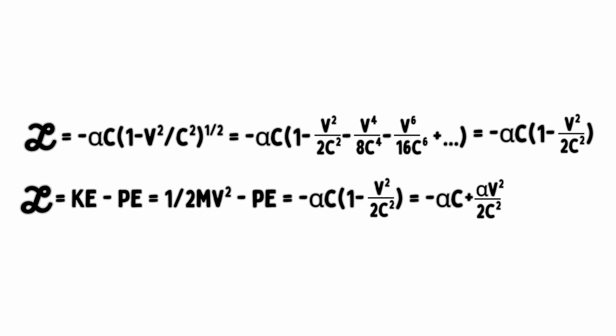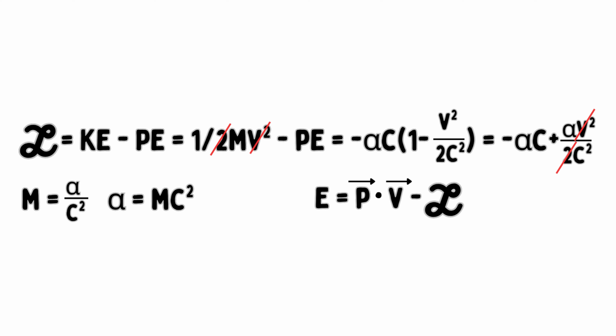Now, comparing it to the Lagrange function, but expanding the kinetic energy, you can see similarities between the distributed version of negative alpha c times 1 minus v squared over 2c squared and 1/2 mv squared. In this case, you can cancel, and you're left with this. You can see that m is just equal to alpha over c squared, and that means that alpha is equal to mc squared. Now I know this is getting a little crazy, and probably a little boring.